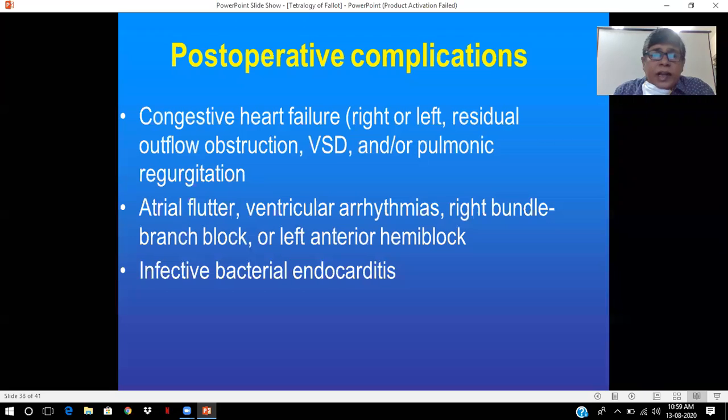There can be rate and rhythm disturbances like atrial flutter, ventricular arrhythmias, and right bundle branch block, and these children will need prophylaxis for infective endocarditis. They are more prone to infective endocarditis now.